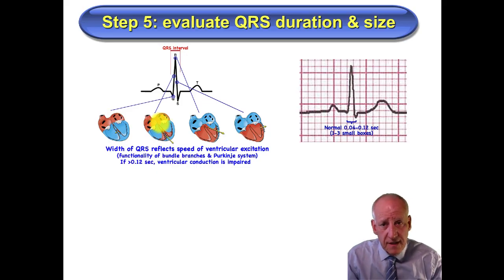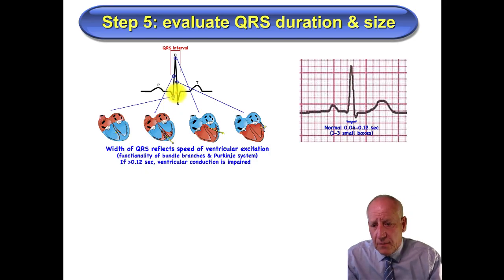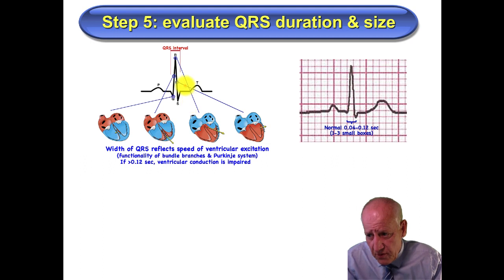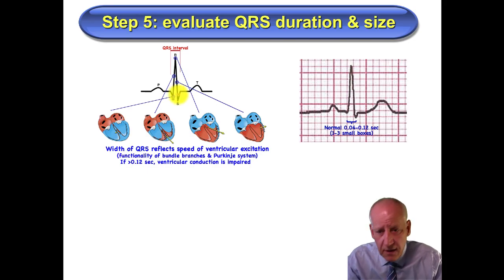Moving on, the next step is to evaluate the duration and size of the QRS complex. What occurs between Q and S? Remember, that's ventricular depolarization. So the width of the QRS complex reflects the speed of ventricular excitation. And for a narrow QRS to be produced, excitation must be distributed through the ventricles rapidly. And this can only occur if the impulse is distributed properly by the Purkinje conduction system. In other words, the ventricular wiring system.